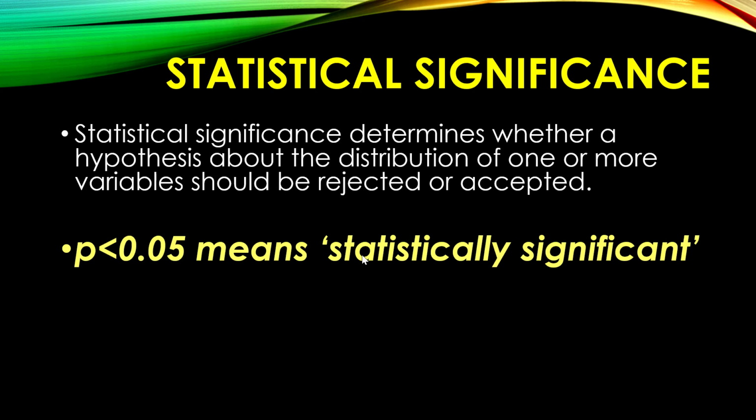So even though there's many, many different types of statistical maneuvers that are out there, different ways to analyze data, we can bring it down to the p-value to determine if it's statistically significant or not. So it's very important that you know p of less than 0.05 means statistically significant.